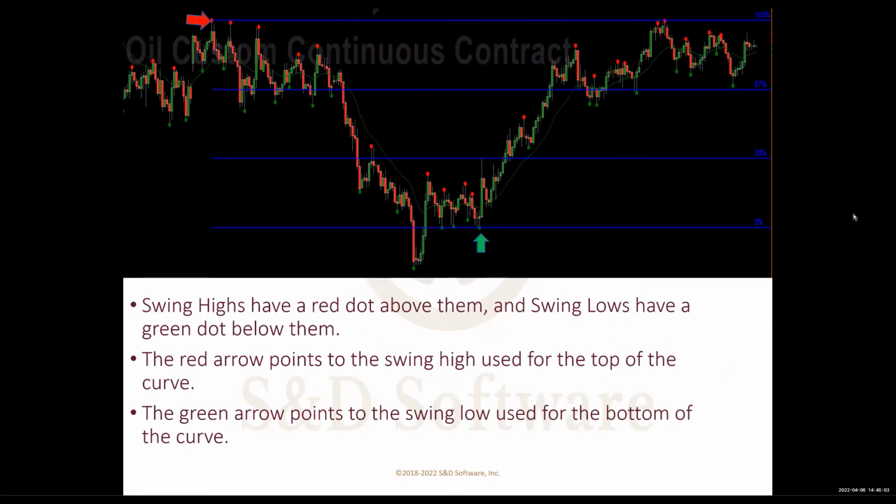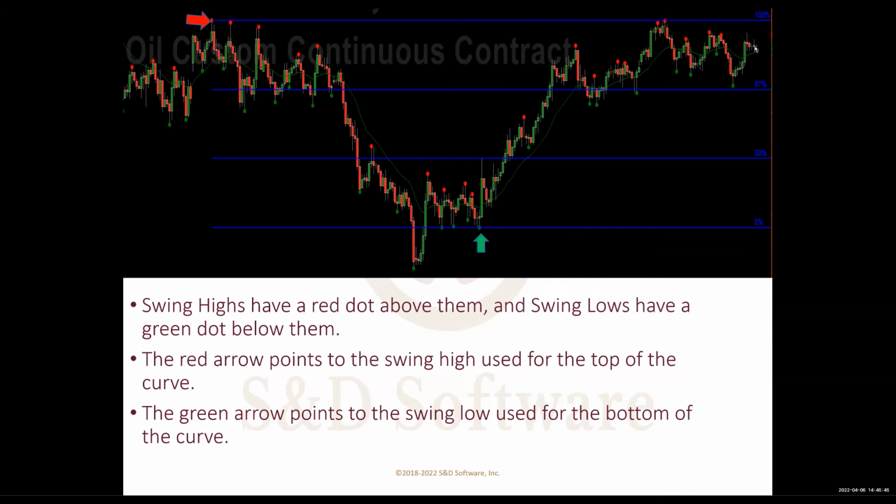So let's see what this looks like now. On this chart, we actually have the curve marked in blue. The bottom of the curve is marked with 0%. Top of the curve is marked with 100%. And we've divided the curve up into 3 pieces. We have swing highs marked with red dots above them. And we have swing lows marked with green dots below them. So let's go through the process we just discussed and find the top of the curve.